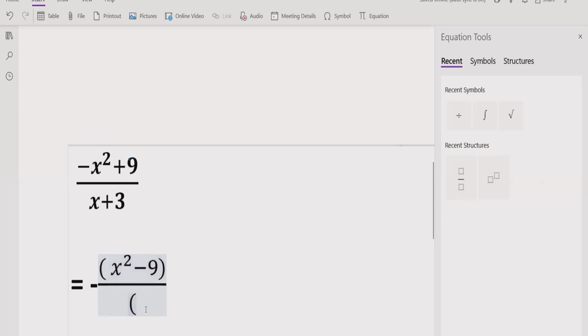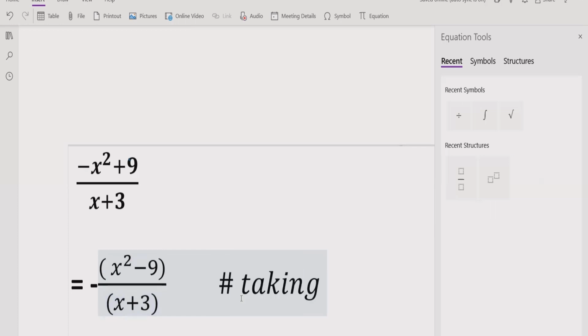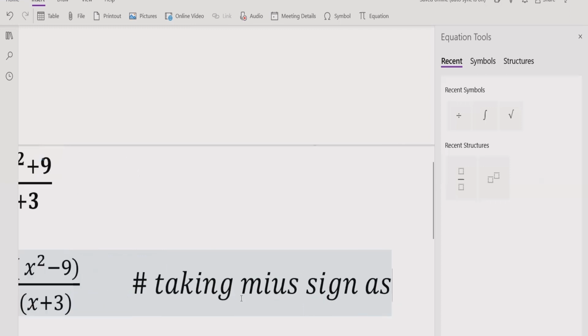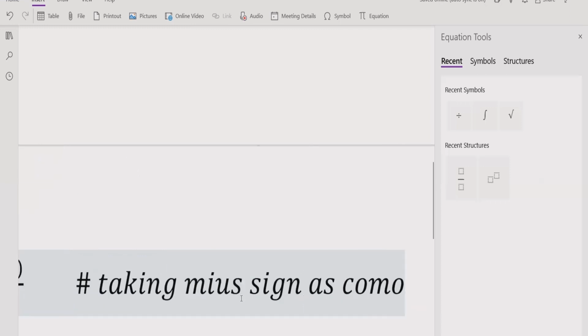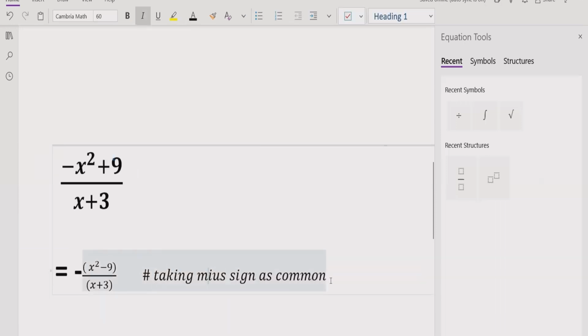So now here we are taking the minus sign as common. So now we have to move forward and write.